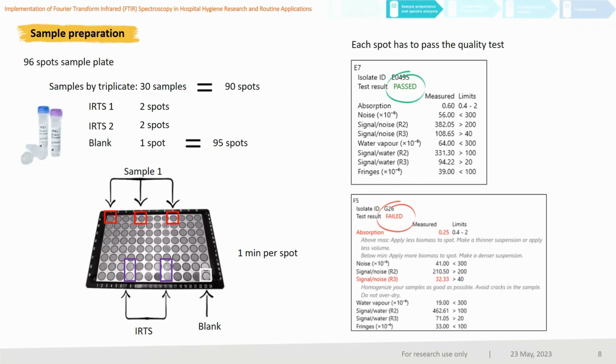In our experience, the absorption parameter is often the cause of most failures, and it is associated with the amount of biomass taken from the initial culture. If you apply too much biomass, it will absorb a lot of light and the value will be above the maximum. And if you don't take enough biomass, the absorption will be too low.